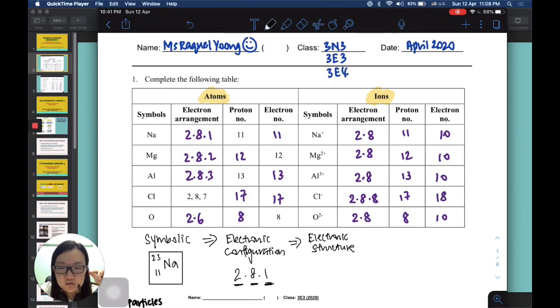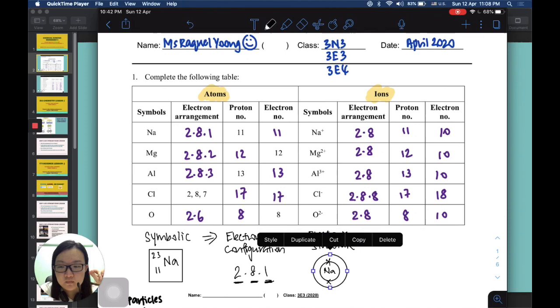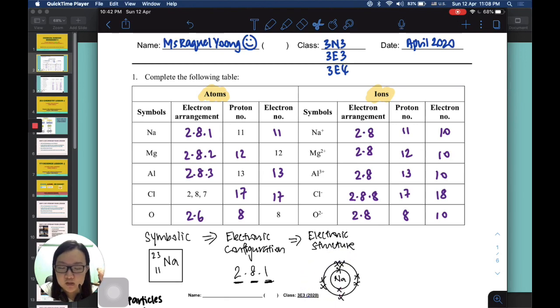That will be called the electronic structure, really drawing out the electron shells, 2.8.1. Okay, it's a bit ugly, so let me draw it again. We start with the symbol in the middle. We draw the first shell, which can contain a maximum of only 2 electrons. Then the second shell, which we can fill up to a maximum of 8. We maximize that, 8 electrons in the second shell. Then we have one more, so that would be the third shell. We draw one more circle to represent the third shell, and we can put that 1 electron there.